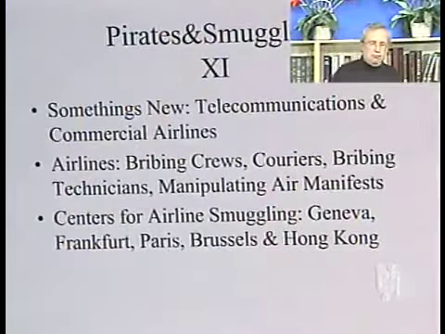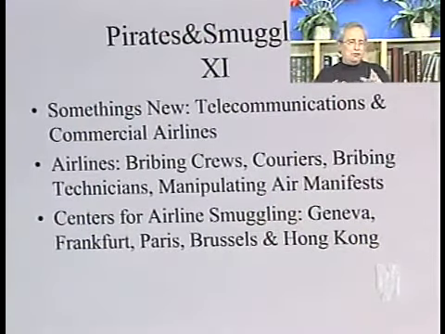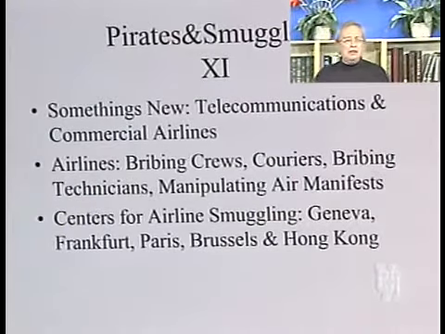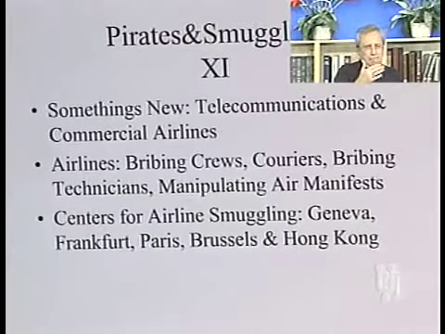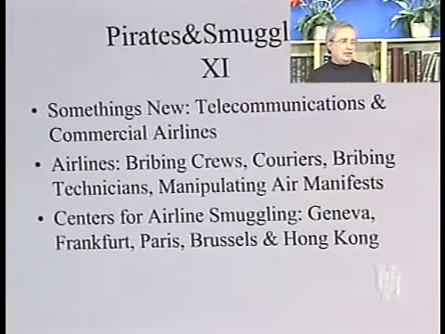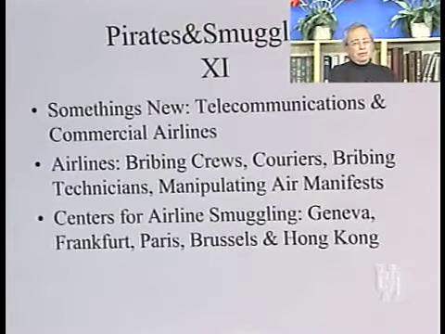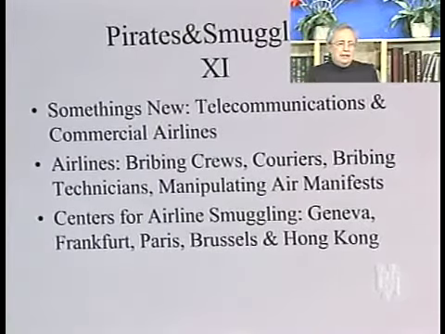And the ways that they do it are sort of classic, by bribing people, bribing the crews, bribing airline officials to provide information. We'll see how that works specifically in a particular smuggling case. In addition to that, there was the training of couriers. And couriers are what in the drug trade today are known as mules. People were going to actually carry the goods.